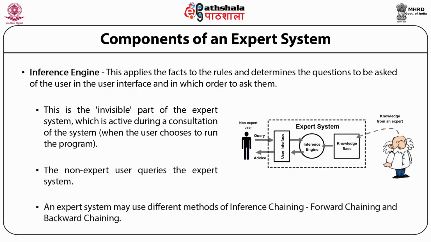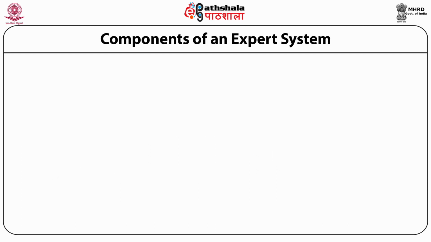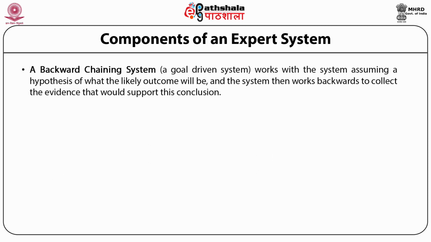An expert system may use different methods of inferencing or chaining, like forward chaining and backward chaining. A backward chaining system works with the system assuming a hypothesis of what the likely outcome will be, and the system then works backward to collect evidence that would support the conclusion. Expert systems used for planning often use backward chaining.